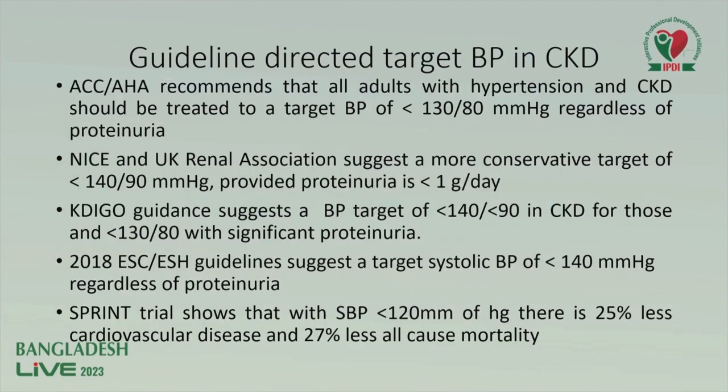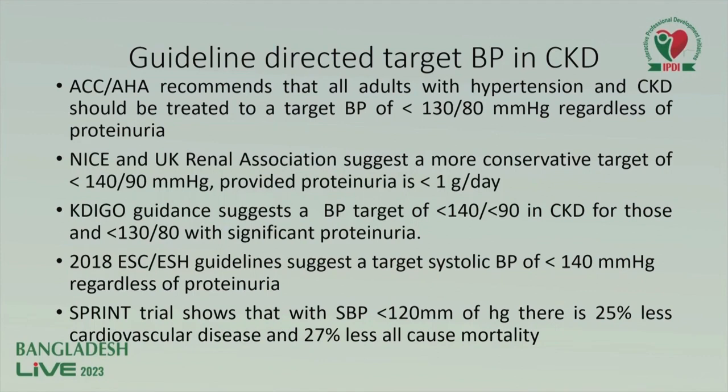These guidelines have unequivocally recommended reduction of blood pressure in chronic kidney disease. ACC-AHA recommends in CKD 130/80 regardless of proteinuria. NICE and the UK Renal Association recommendations are more conservative. They recommend 140 by 90 if the proteinuria is less than 1 gram per day.